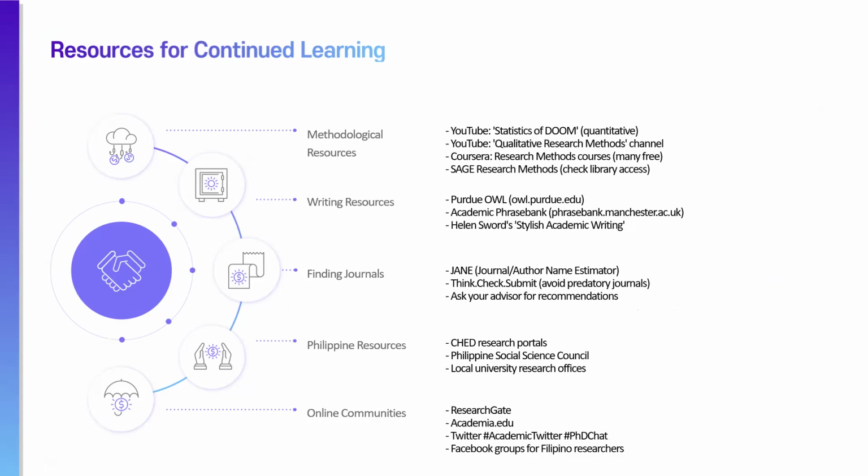For improving academic writing, 3 excellent resources. Purdue OWL at owl.purdue.edu. Covers everything from grammar to citation styles. And this site is very useful. For finding journals, this site is useful for local resources. Trade Research Portal, maybe, and your university research office.